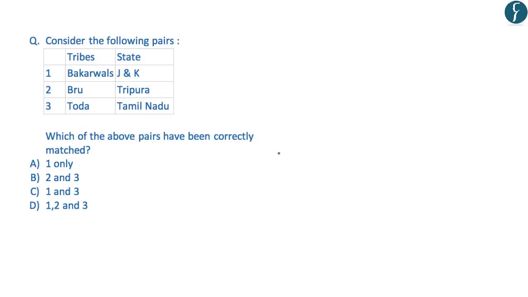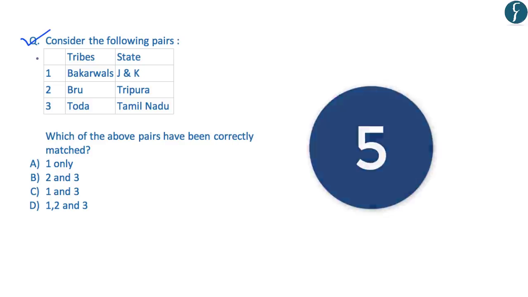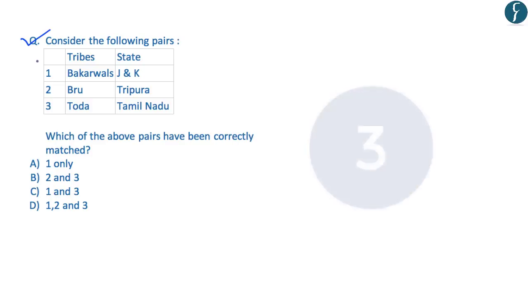Now let us take up some questions from our preliminary examination point of view. So you should try and answer this question from your preliminary examination point of view, and the answer for this will be displayed after 5 seconds. So the correct answer is C. This is because the second pair has not been correctly matched.